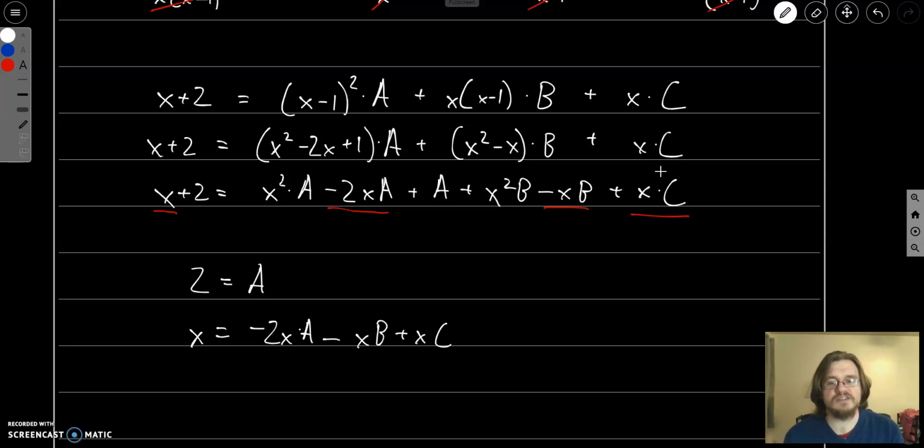The x terms must balance. We have to have the same amount of x's on the right-hand side as we do on the left. So x is going to have to be equal to negative 2xa minus xb plus x times c. And then lastly, we have our x squared terms.